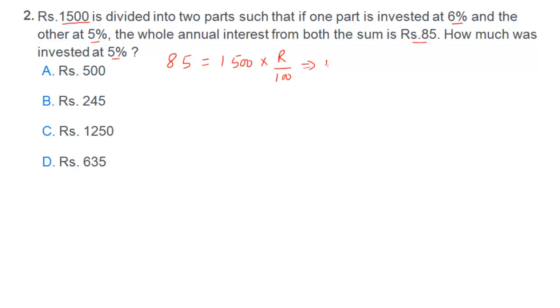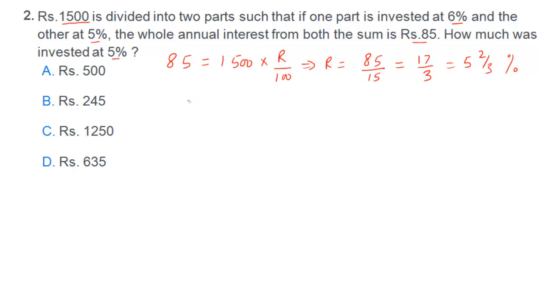So this will give me R is equal to 85 divided by 15, or further this can be written as 17 by 3, or 5 whole 2 by 3%. So we got the average rate of interest. Now we can apply the alligation rule.